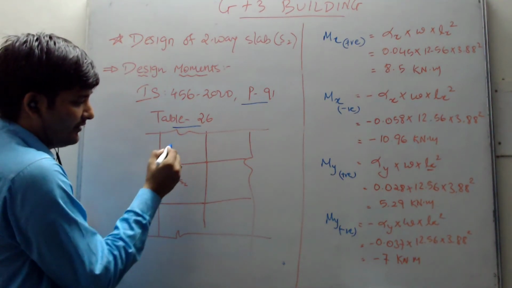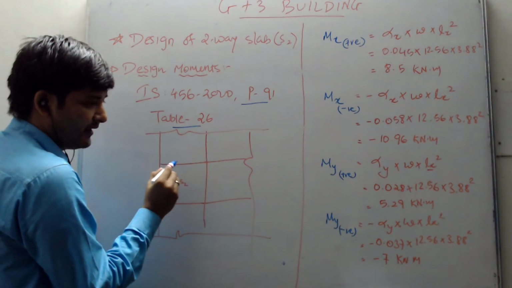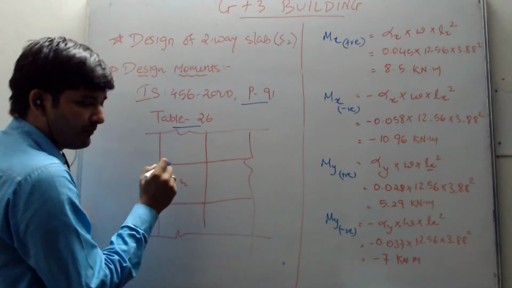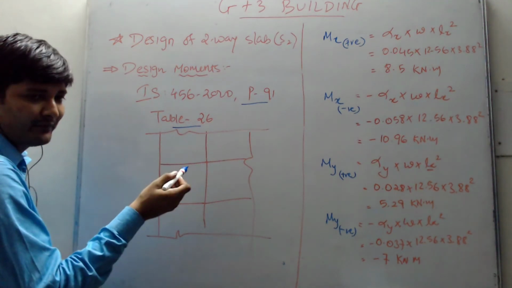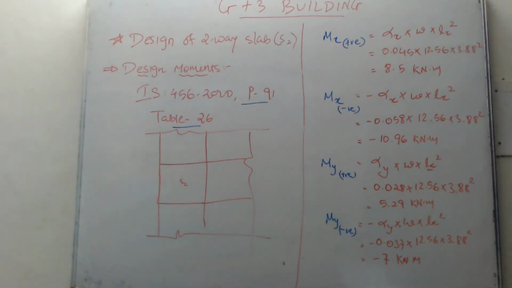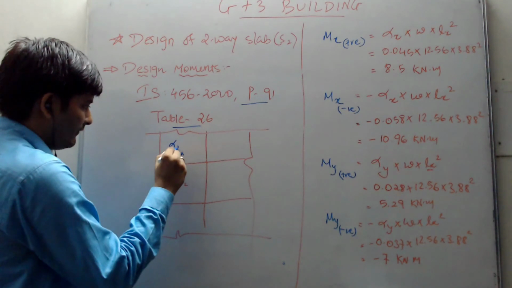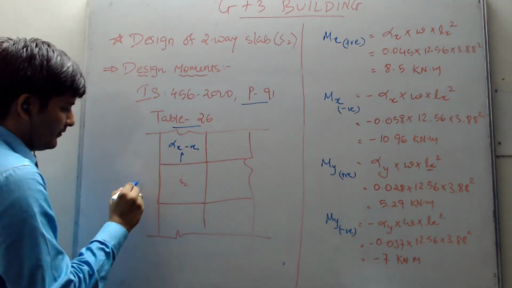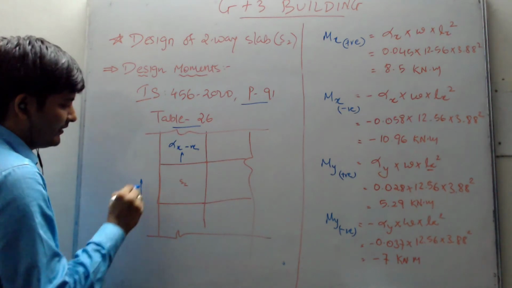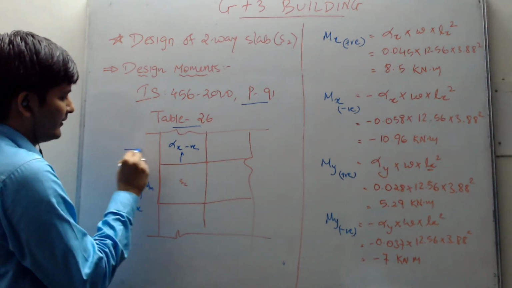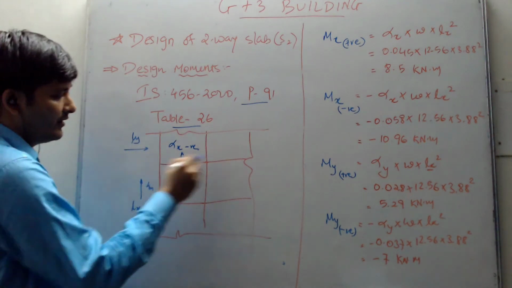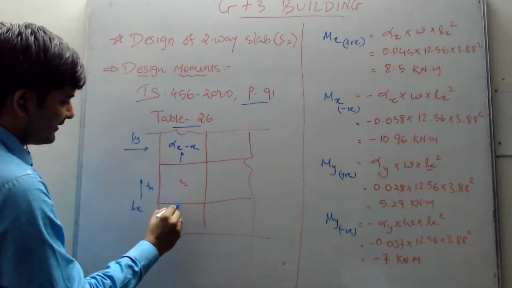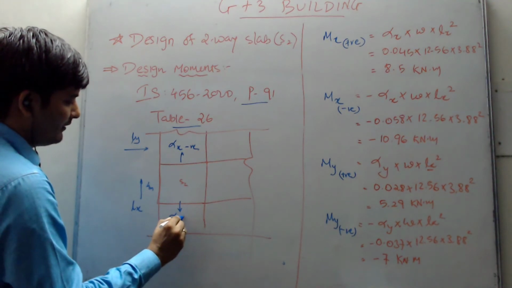So here whatever alpha x, alpha y value will be there, that will be negative, because this is a support point. At support we have hogging bending moment. So for hogging bending moment, your alpha x value will be negative, right? So here alpha x is negative. This direction is Lx, because this is the shorter direction, 4 meter, and this horizontal direction is Ly, because it is the longer direction, right? So alpha x negative. Same way on this side also we have alpha x negative.